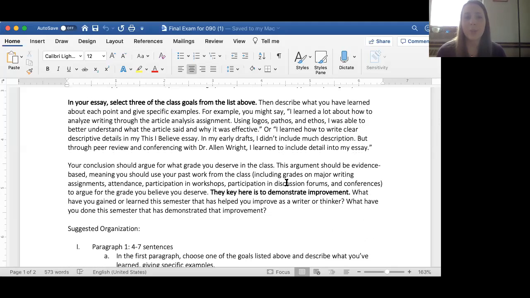The second thing is I want you to tell me what grade you deserve in my class. This should be evidence-based. So if you are currently making a 70, arguing for a perfect 100 is not going to really work because you don't have the evidence there. So I want you to look at your grade and then tell me, based on the grades you have and what you've been working on, what you deserve in my class.